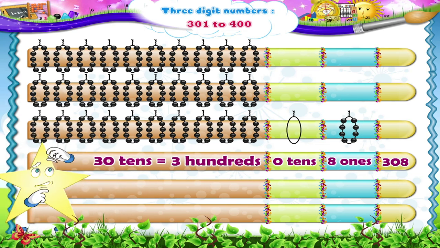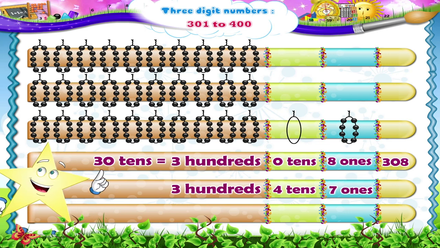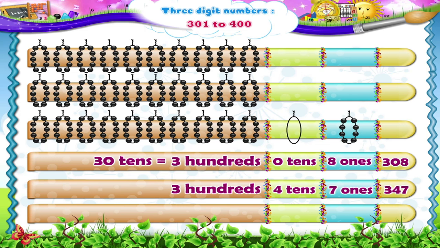Starry, now tell me which number is formed if there are 3 hundreds, 4 tens and 7 ones? Yes, 3 hundreds, 4 tens and 7 ones make the number 347. Here is the next example. Which number is formed when there are 3 hundreds, 2 tens and 5 ones? It is simple. The number formed is 325.